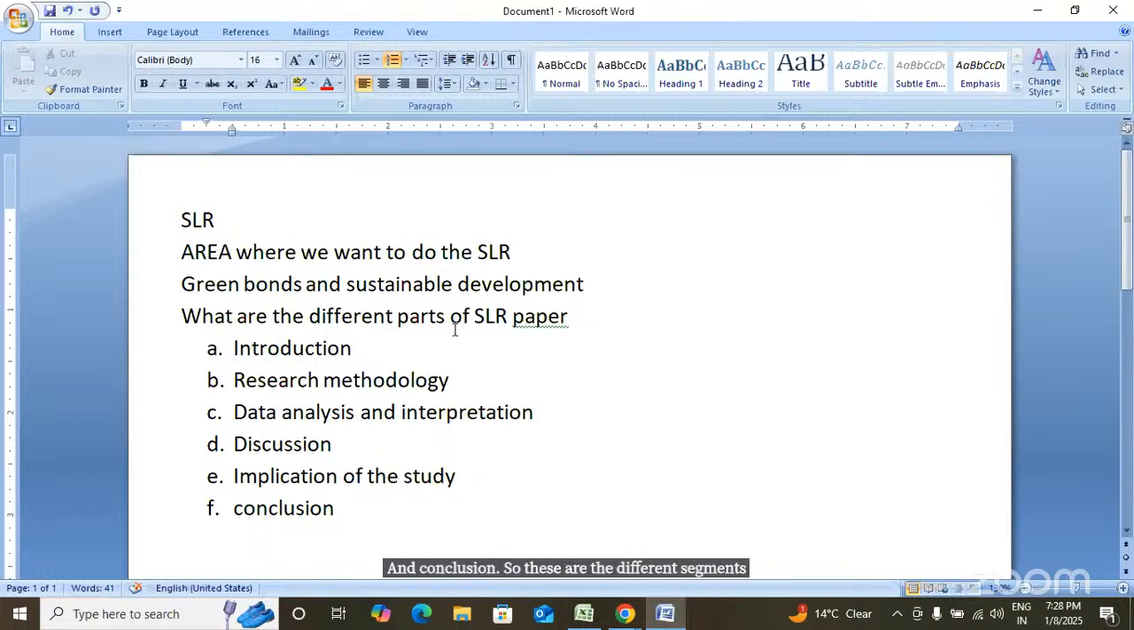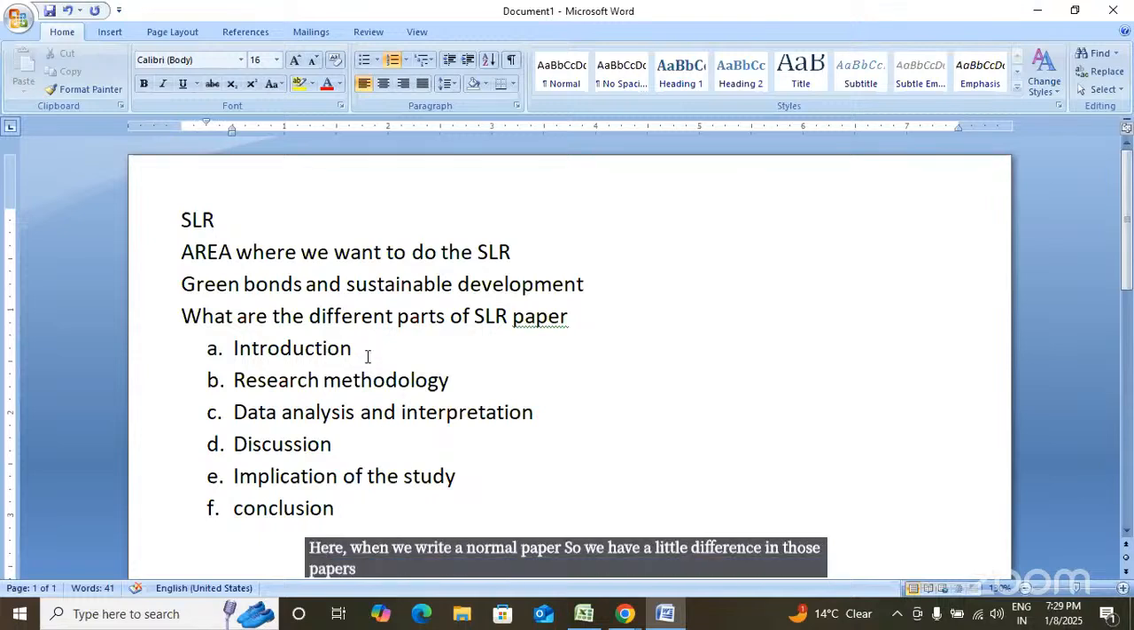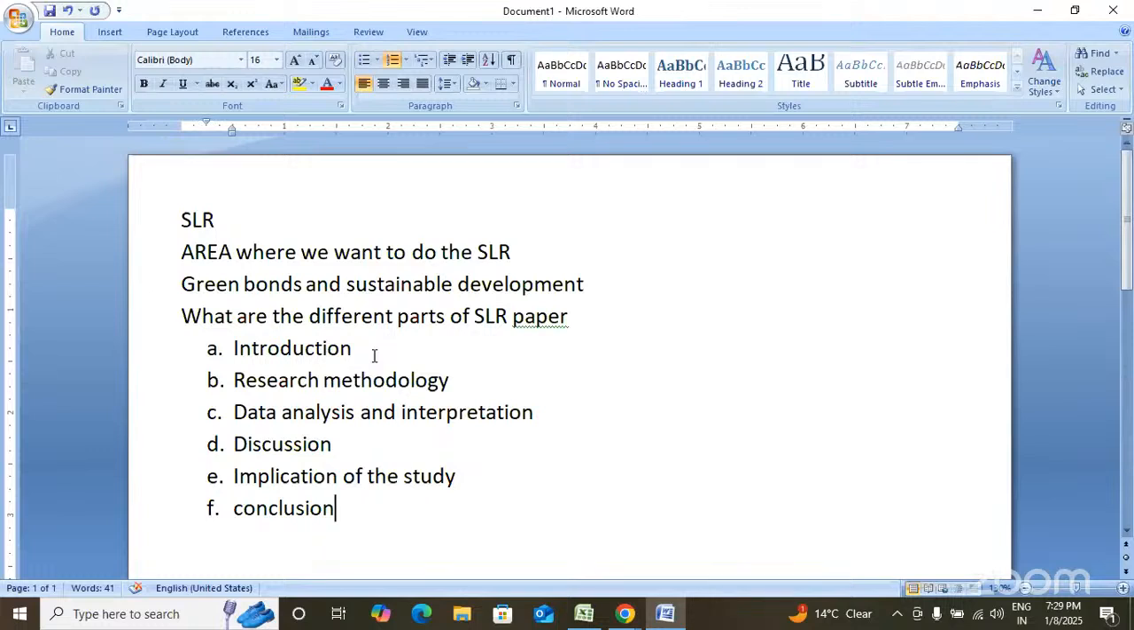Here, when we write a normal paper, we have a little difference between those papers and this paper, because there is no review of literature part. When we are writing an SLR paper, there is no part called review of literature. Why? Because we are making use of those previous papers.